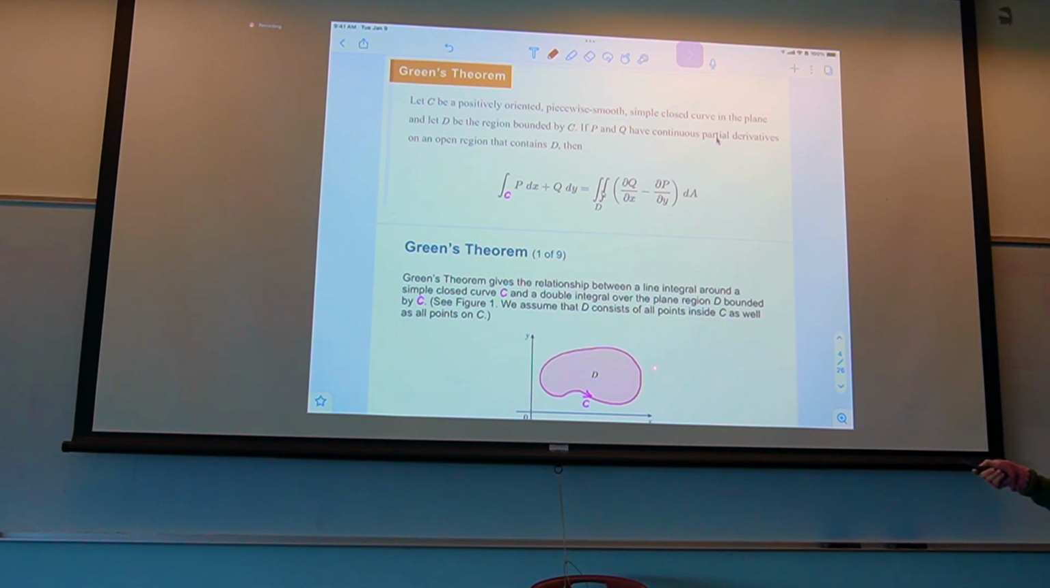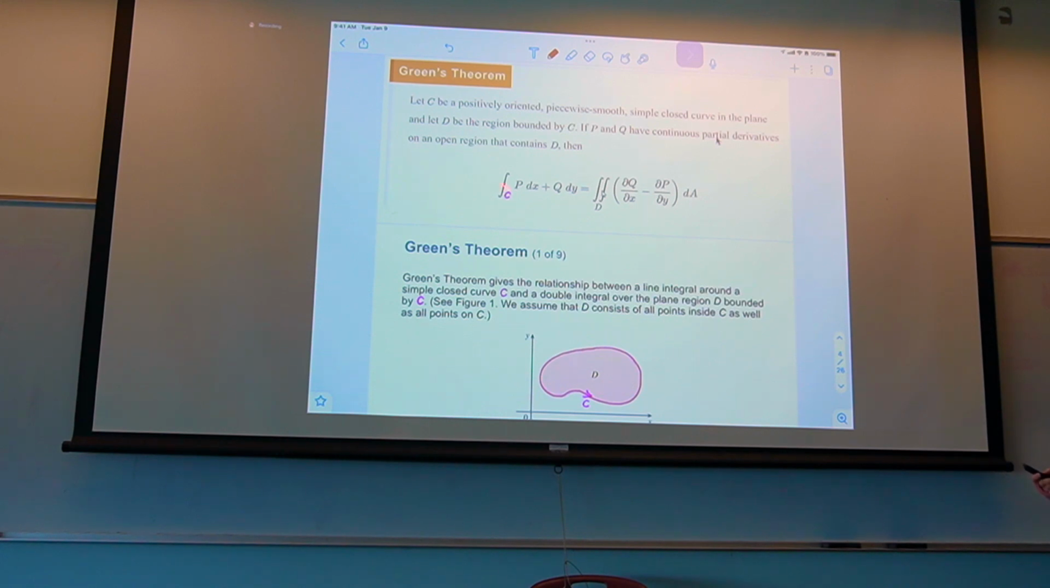And in this plane here, let D be the region bounded by this C. So C is the boundary of D. And if P and Q have continuous partial derivatives on an open region that contains D, then this line integral of P dx plus Q dy over this boundary C is equal to this double integral over the region D.